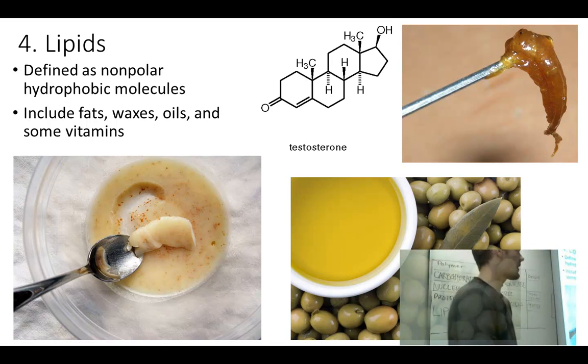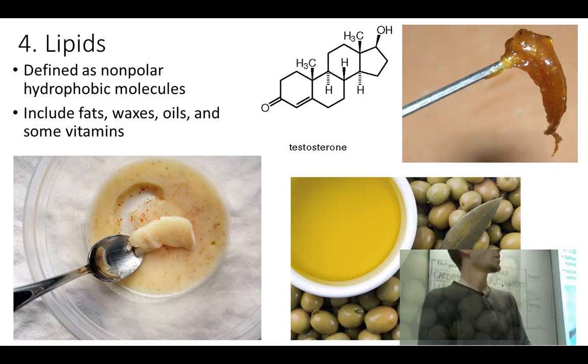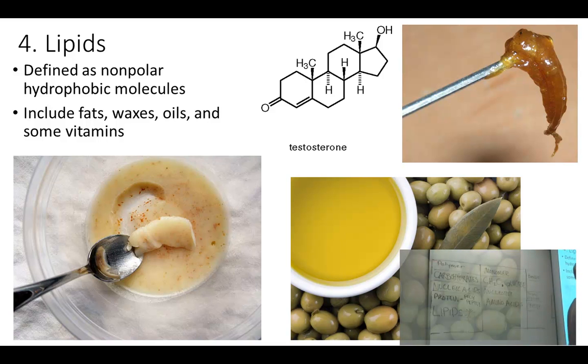So this includes fats, waxes, oils, and then there's also some lipid vitamins. Some hormones are lipids. For example, this is testosterone. This string structure here is a nonpolar structure, so it doesn't combine with water very well. This is some earwax. Okay, that's really the only place where we produce wax. Here's some olive oil, and this is some bacon grease.